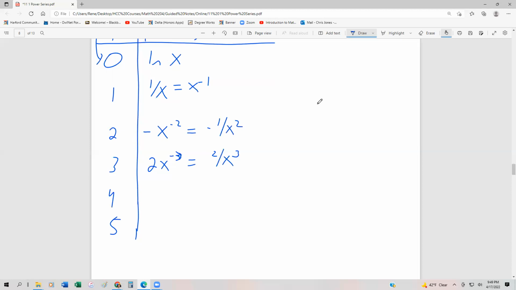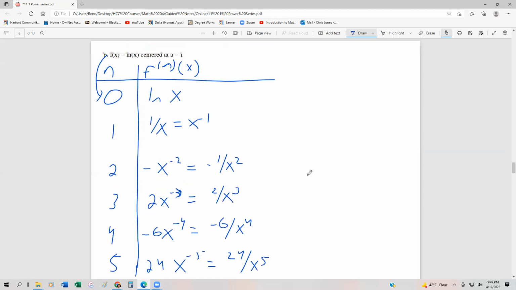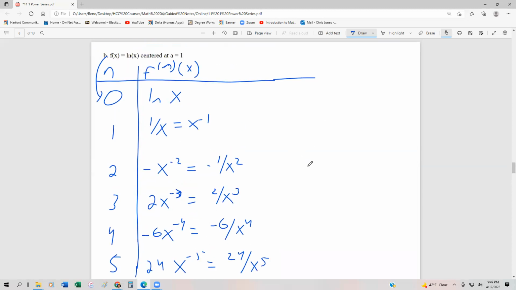And next one we're going to get is negative 6x to the minus 4, or negative 6 over x to the 4th. And then finally, for the last one, 24x to the negative 5th, which is going to be 24 over x to the 5th. All right, so last thing we're going to do is substitute the value of a back in. So this is going to be f^(n) at a.